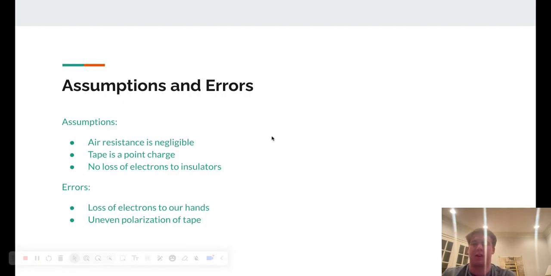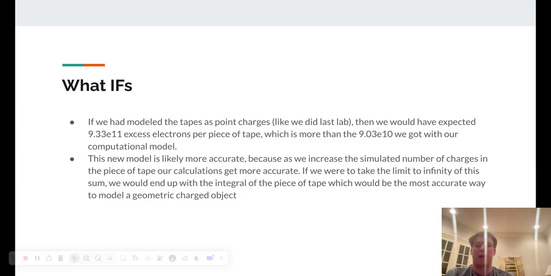Some of our assumptions were that air resistance is negligible. Tape is not a point charge, but tape is a series of discrete point charges, which is an important difference. And the errors are, of course, that we lose electrons to our hands and an uneven polarization of the tape. So if we'd modeled the tape as a point charge, we would have expected more excess electrons per piece of tape.